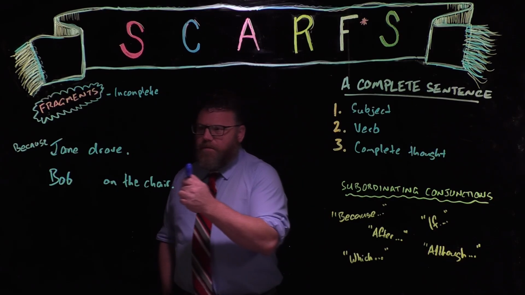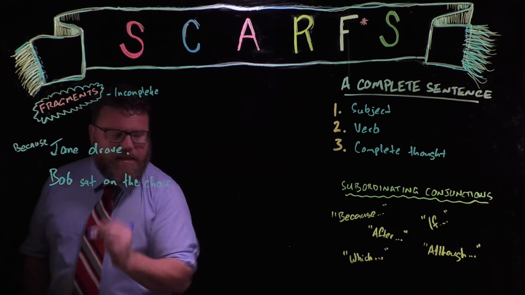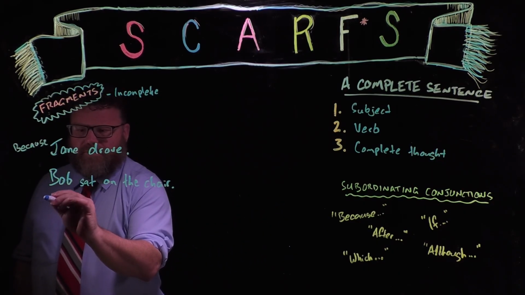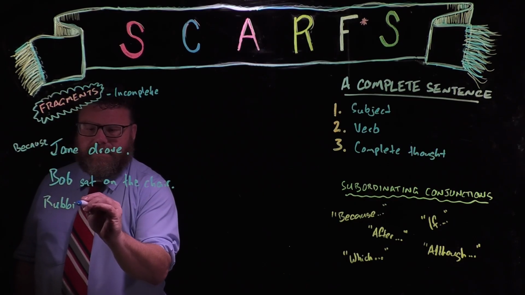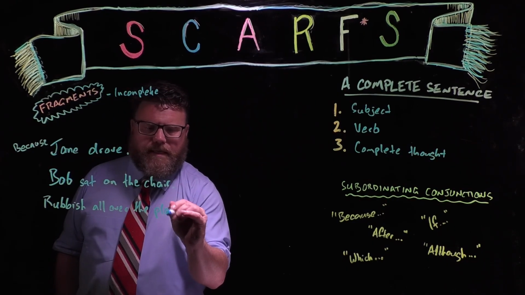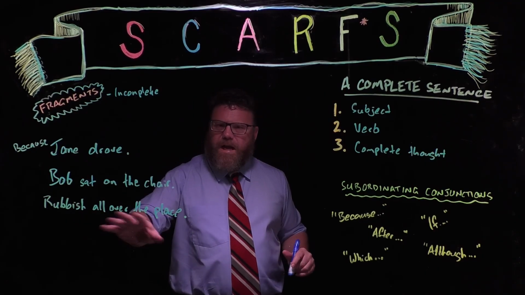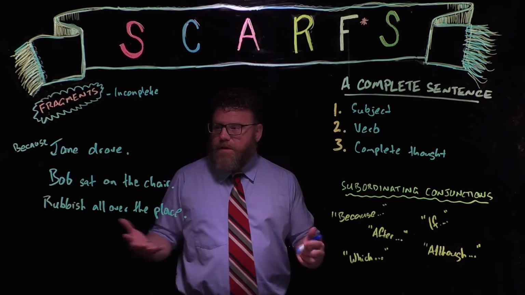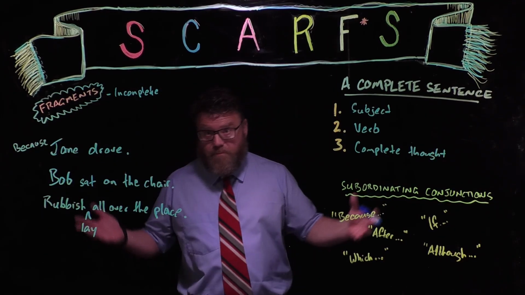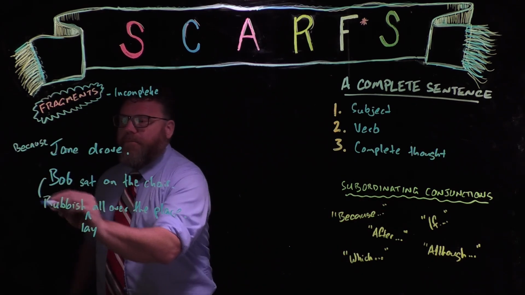So, how do we fix these problems? Well, if it's the missing verb, then we just fix it by putting the verb in. Another example of that might be something like rubbish all over the place. This is a sentence fragment because we've got the subject, we've got where the rubbish was, but we haven't got a verb. So we need something like rubbish lay all over the place, or you can add more detail, rubbish lay strewn all over the place, whatever you like. But that would fix it if this is our problem.